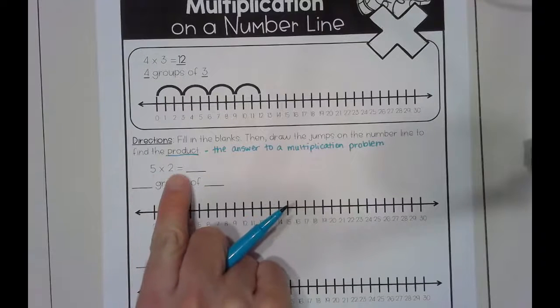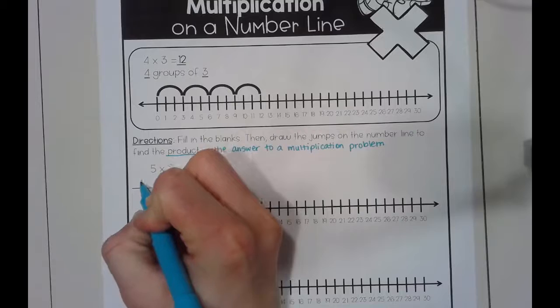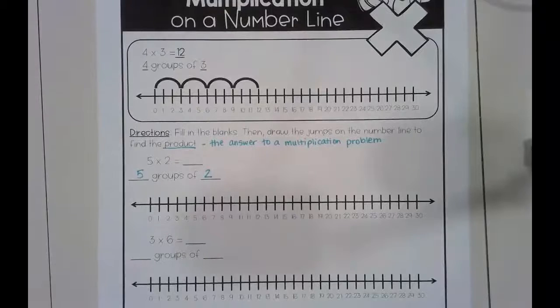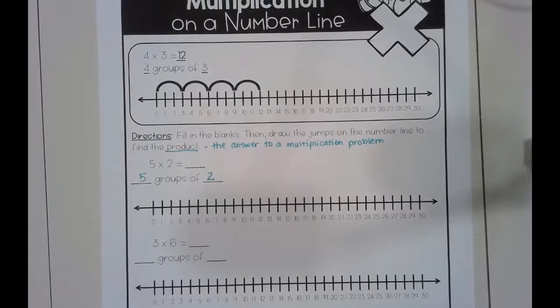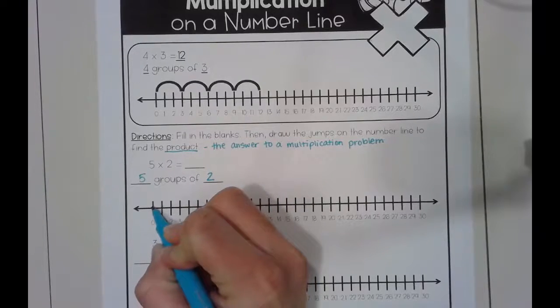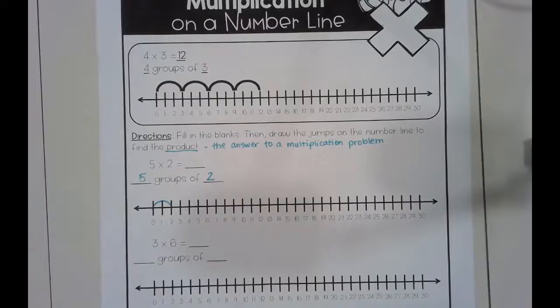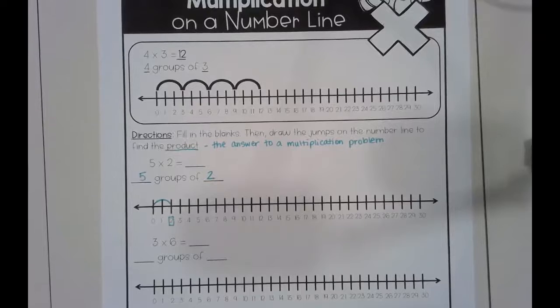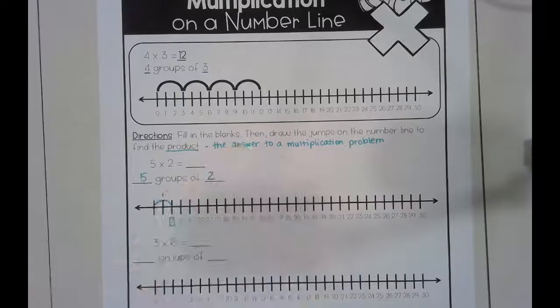So 5 times 2, as we know, means 5 groups of 2. And we've talked about that a lot. So 5 groups of 2 means that we are going to count by 2s 5 times. On my number line, I always start at 0 and I go to 2 because I'm going to count by 2s. That's my first group of 2. So I make a little hop. I like to box or circle the number that I landed on so that I can see how many times I've counted by that number. That's one group of 2 right there.